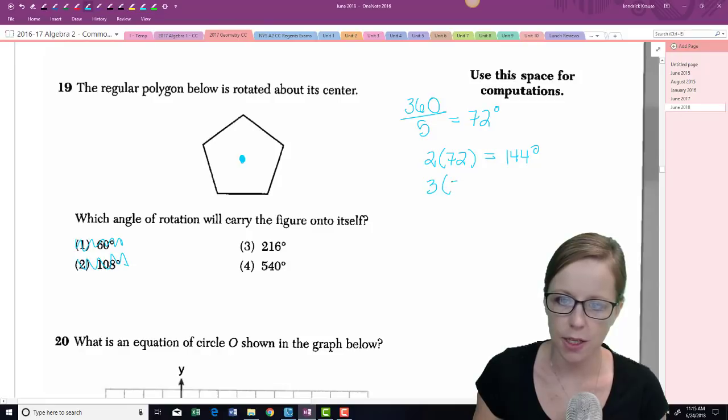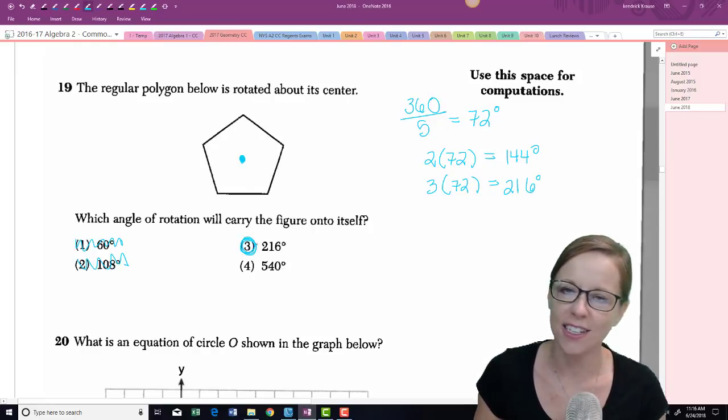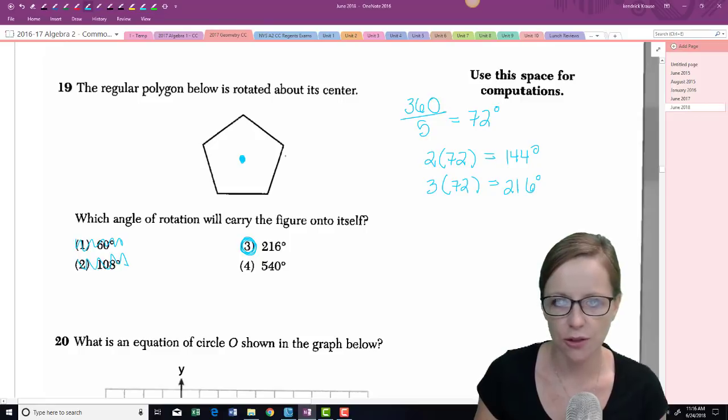3 rotations of 72 degrees is 216 degrees. Is that a choice? Oh, it is. There it is. That's all. Don't read too far into it.